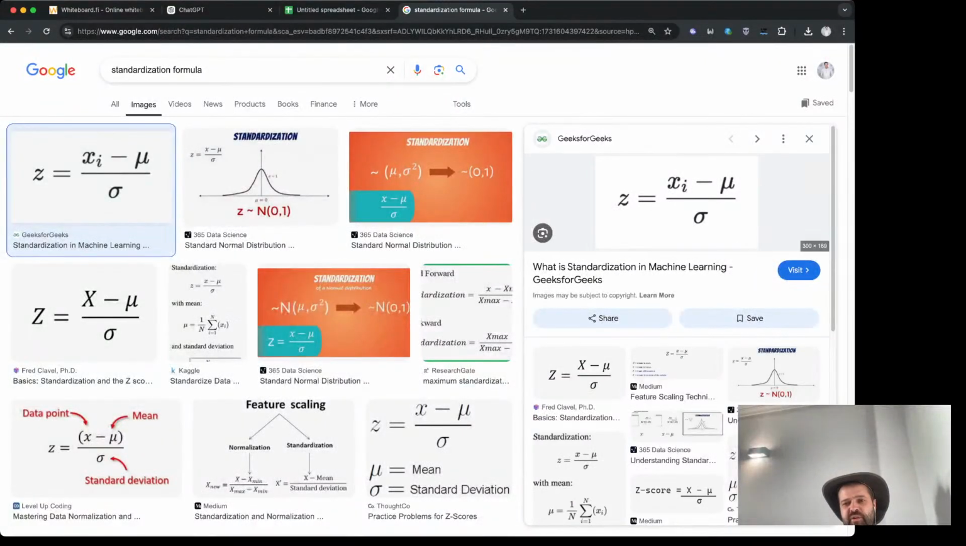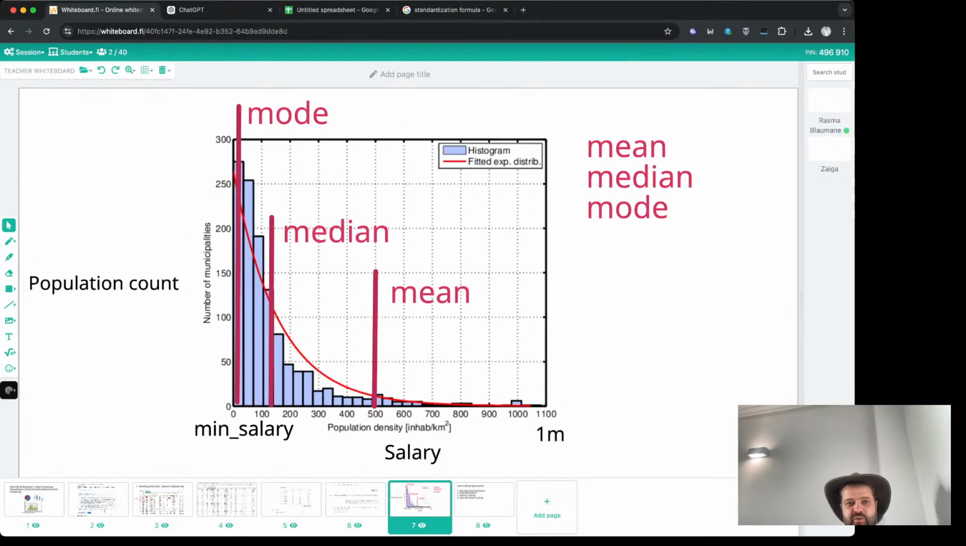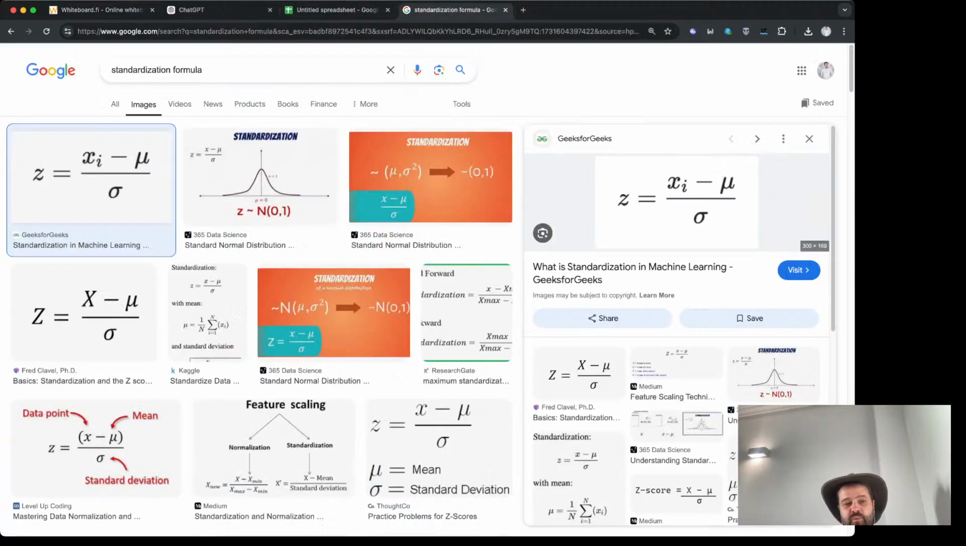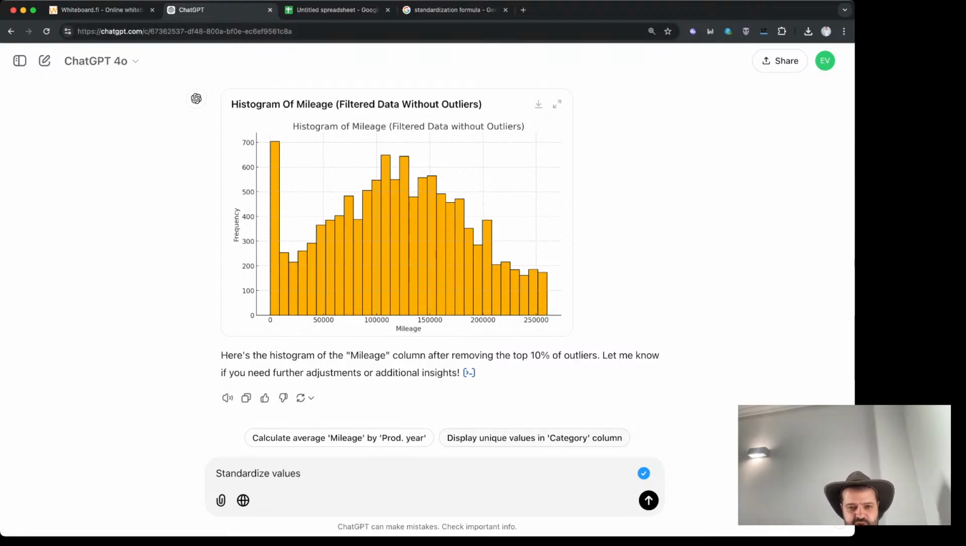You subtract the mean value. Remember I talked about the mean value. Where was my mean value? So this is my mean value, and divide by the standard deviation. Standard deviation is the whole range of this distribution. So bear with me. Let's look at what happened here. Standardized values.